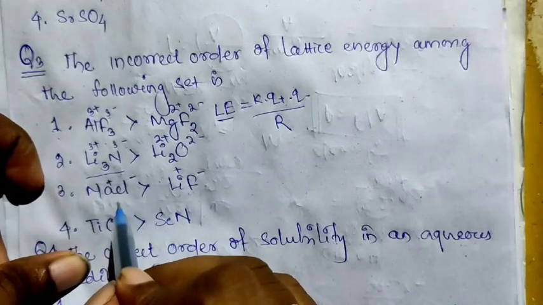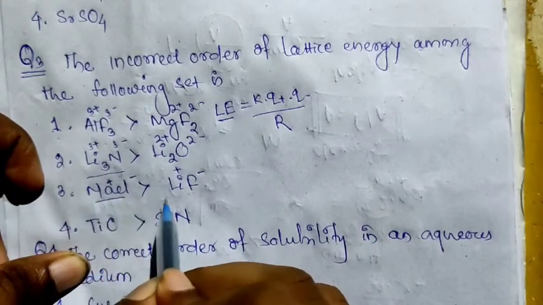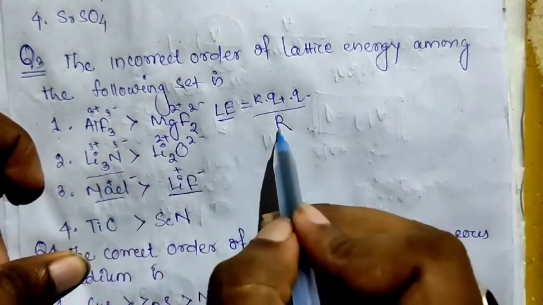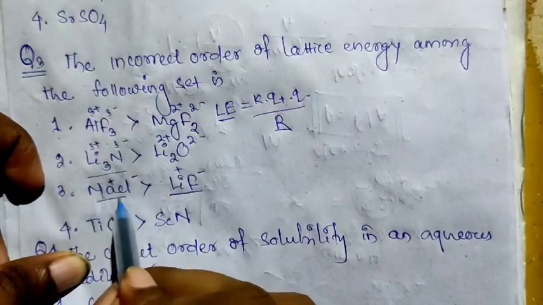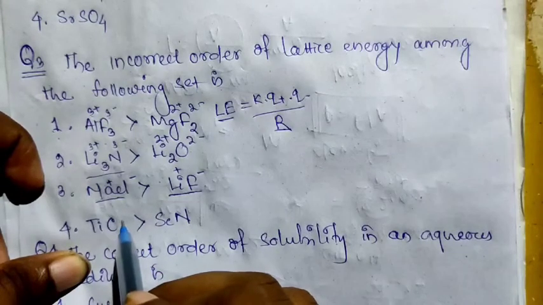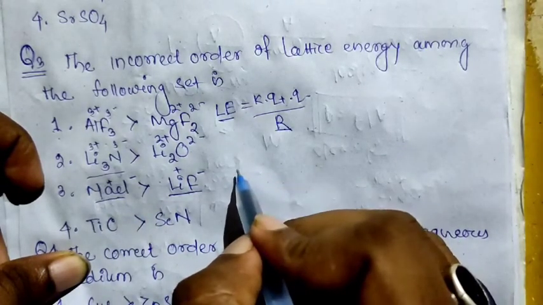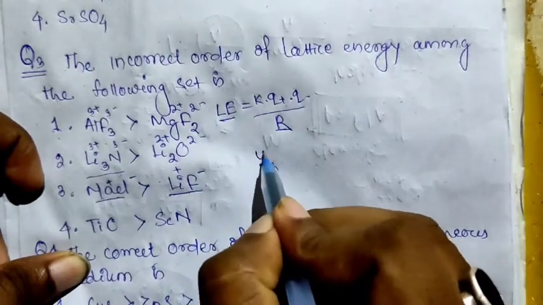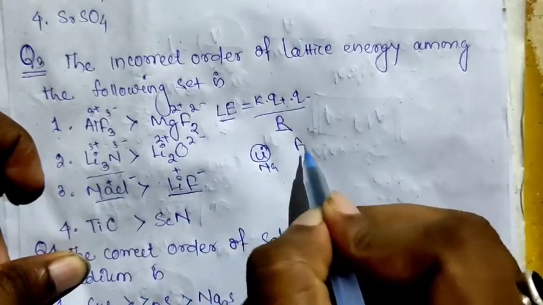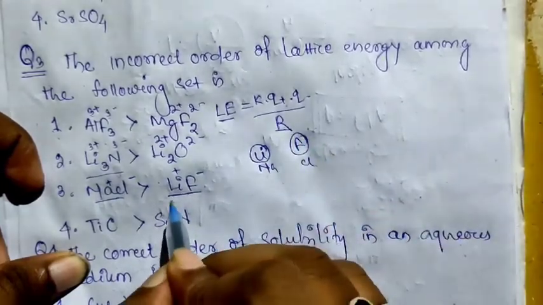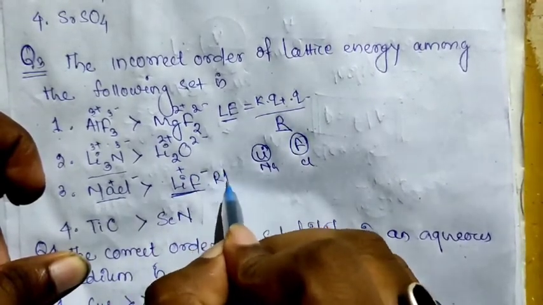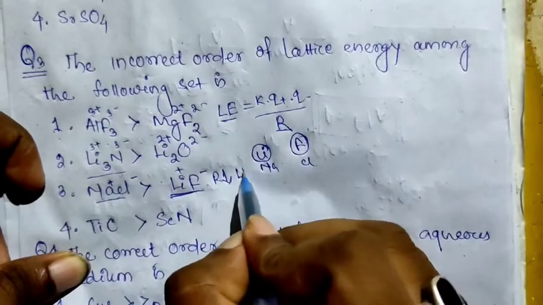But here we saw that both molecules have the same magnitude of charge. So lattice energy can be determined by their ionic radii. Here NaCl has large ionic radii, because we know that among lithium and sodium, lithium is small. Similarly, among fluorine and chlorine, fluorine is small. So lithium fluoride has small ionic radii, hence it has more lattice energy.